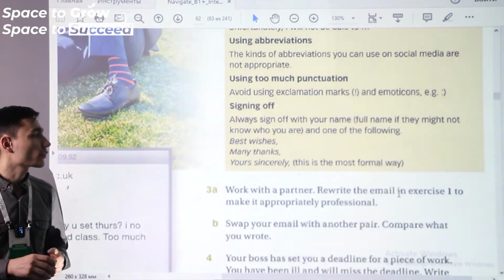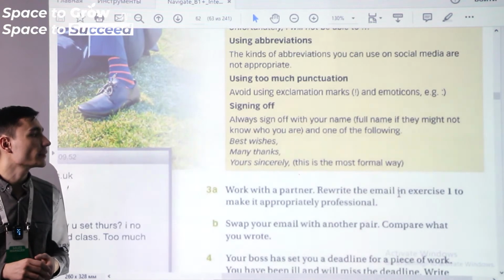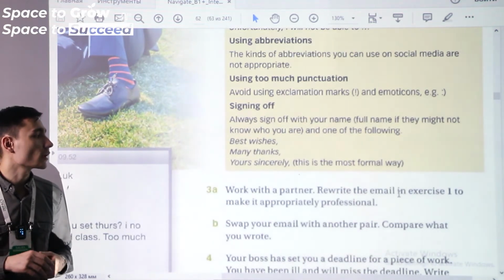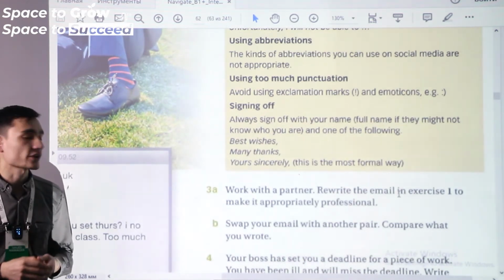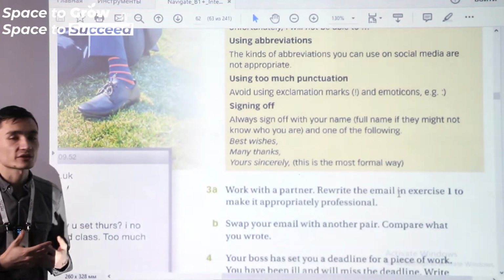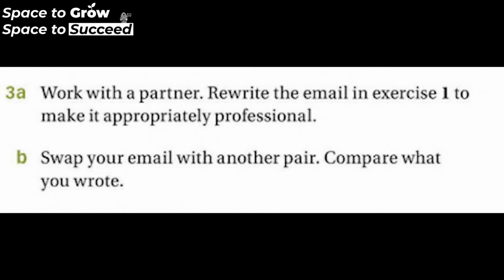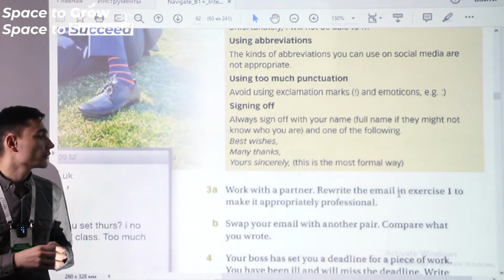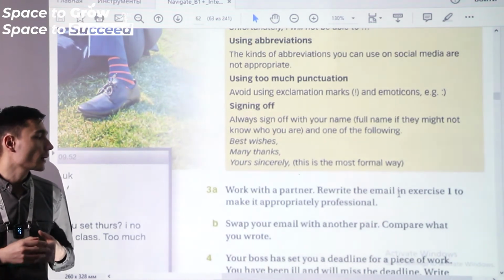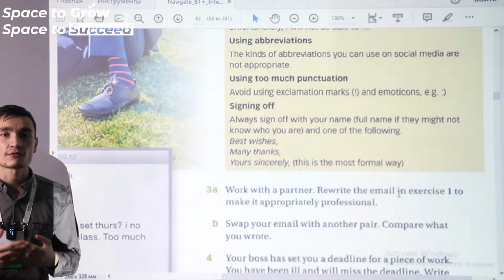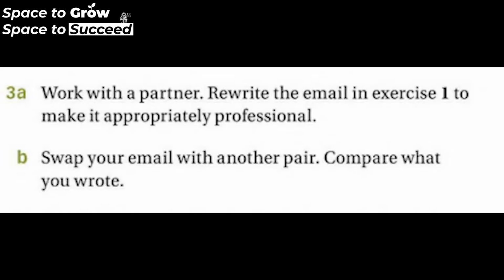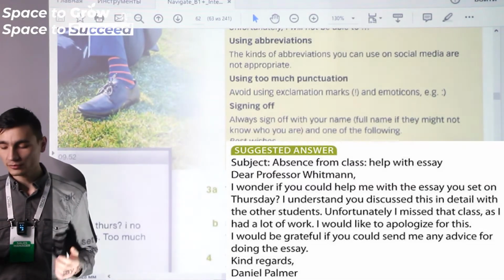Exercise 3A. Work with a partner. Rewrite the email in exercise 1 and make it appropriately professional. Pause the video and try to do this exercise on your own in a written form. Exercise 3B, swap your email with another pair, compare what you wrote and check them for the structures. And now let's look at the possible answer.